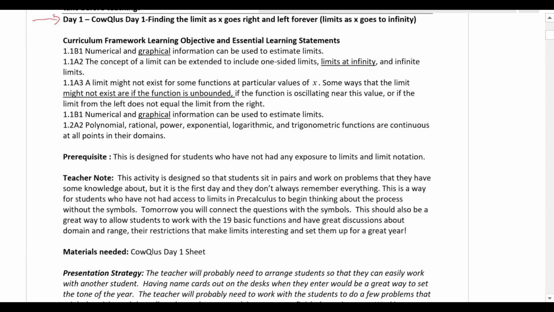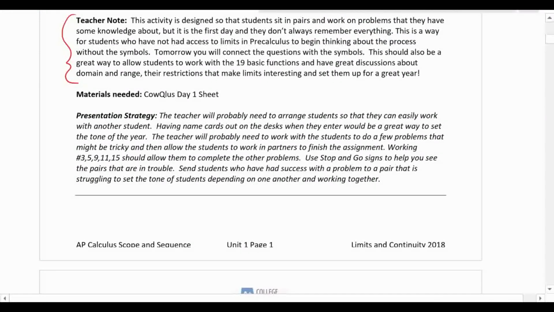So notice that for every day you have the title. There's your title. You have your curriculum framework that is associated with it. You also have your prereqs listed. This is the teacher note, me talking to you a little bit about what to be ready for. And then as we move along, here's the presentation strategy. This is the suggestion that I have that will hopefully give you enough time to get everything that you need done for today and be successful with the task.